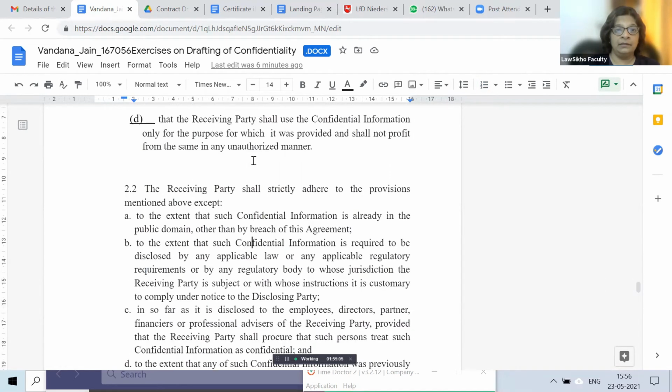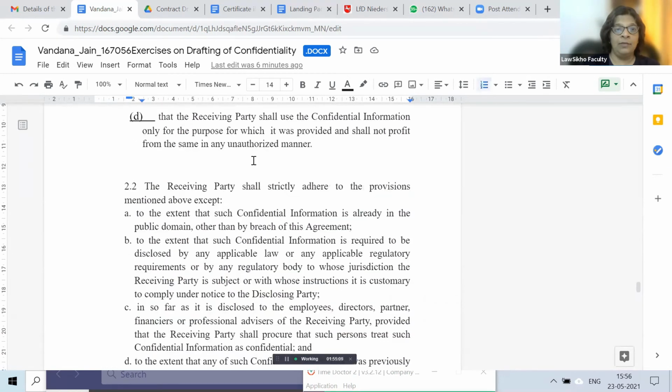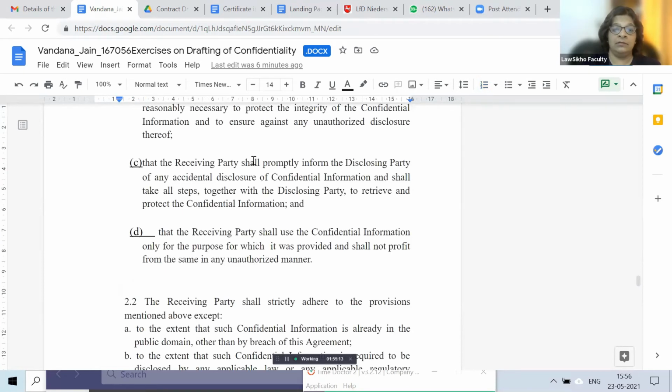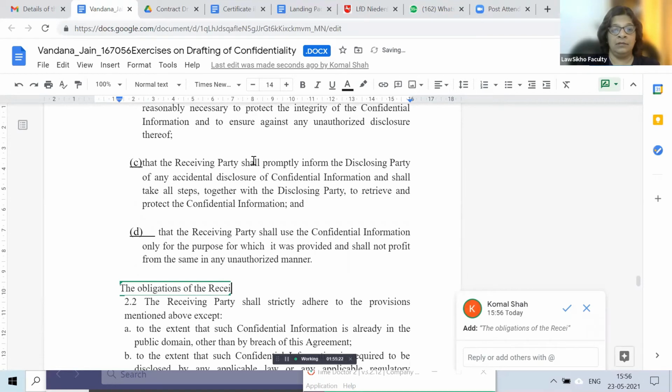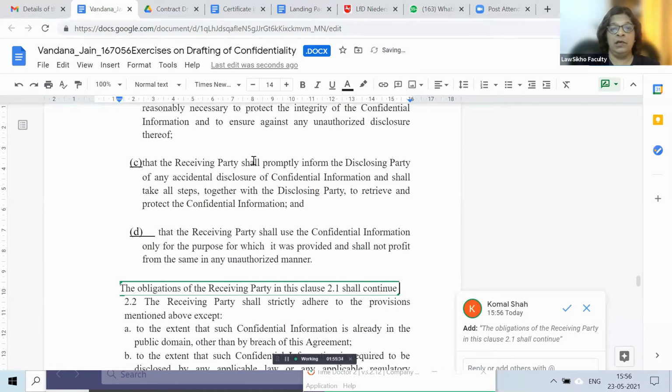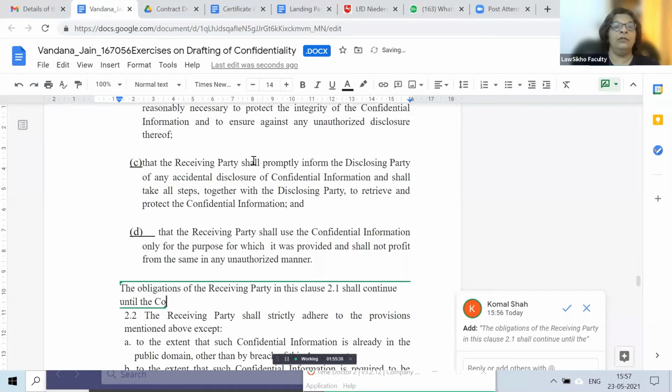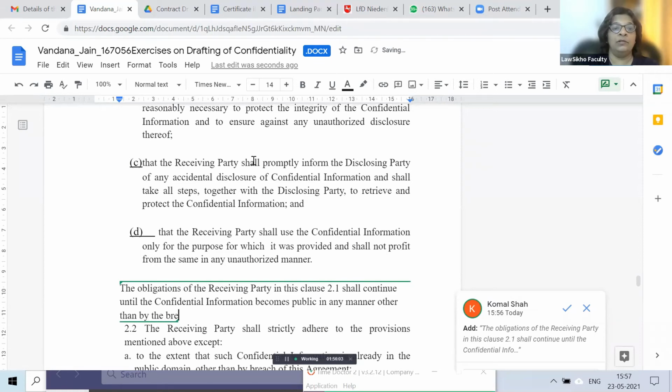So you can say that the obligations in this clause (2.1) shall continue until the confidential information becomes public in any manner other than by the breach of this agreement.